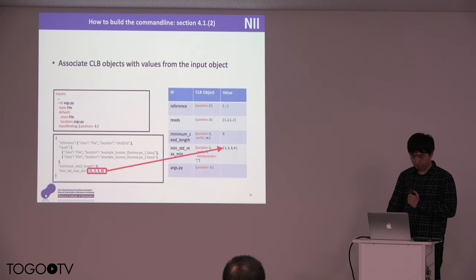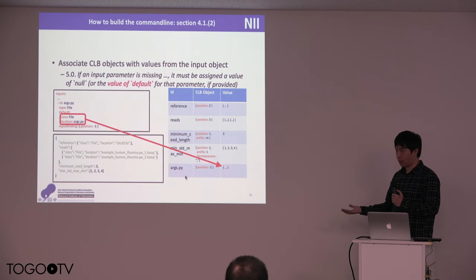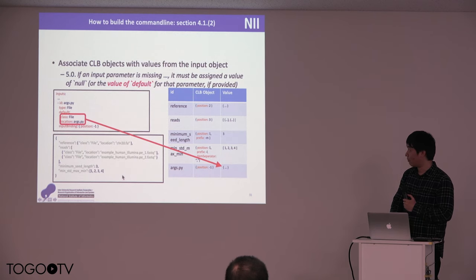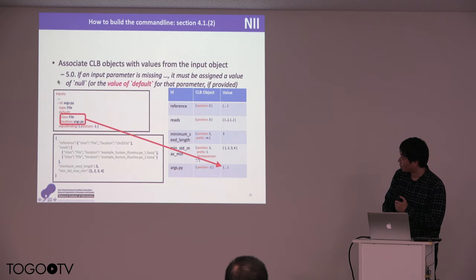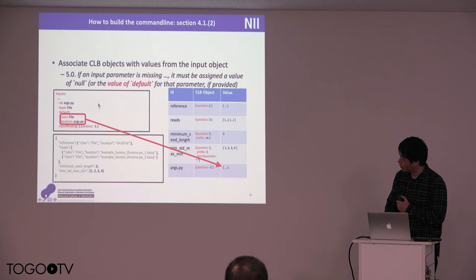like this. But note that here are some missing fields in the input parameter files, like this. For example, here, argis.py is in the description of the tools, but not in the input parameters. In that case, by reading the section 5.0, we can use the default fields of here, like this.